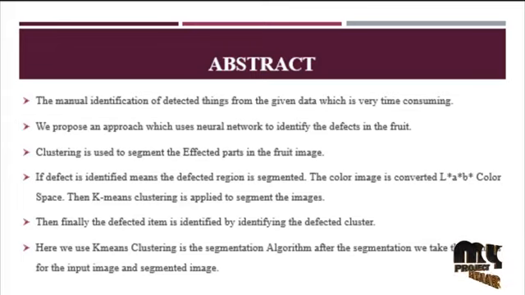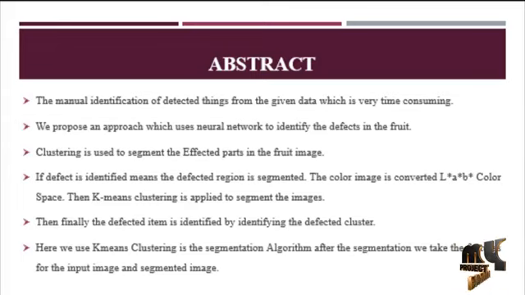Clustering is used to segment the affected part in the fruit image. If a defect is identified, the defect region is segmented. The color image is converted into LAB color space. The k-means clustering is applied to segment the image. Then finally, the defected item is identified by identifying the defected cluster. Here we use k-means clustering as the segmentation algorithm.